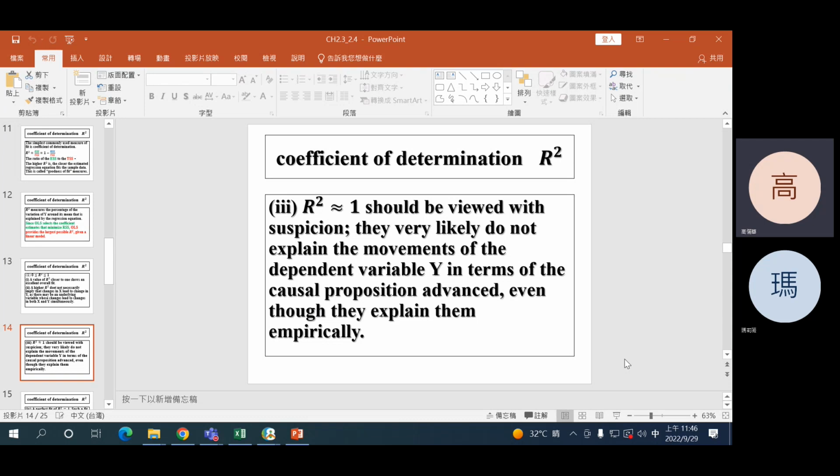Since we learned that the higher R square, the better, you have to be careful: if you have an R square very close to 1, this should be viewed with suspicion. Why? They very likely do not explain the movements of the dependent variable Y in terms of the causal proposition advanced, even though they explain them empirically. This means that we don't establish the causality effect, even if R square is higher.